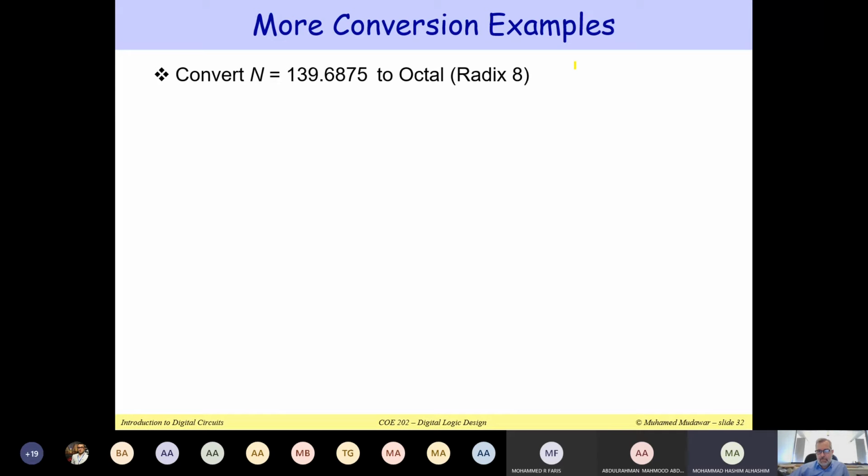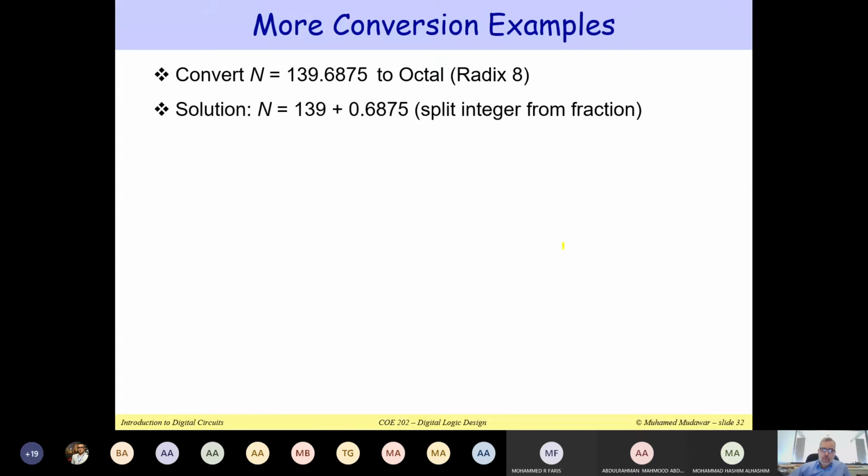Convert the integers alone and the decimals alone. The integers, you will divide them by 8, and the fractional part, you multiply by 8. What appears after the decimal point, we call it the fraction, yes. So the fractional part, we multiply it by 8, yes, correct.